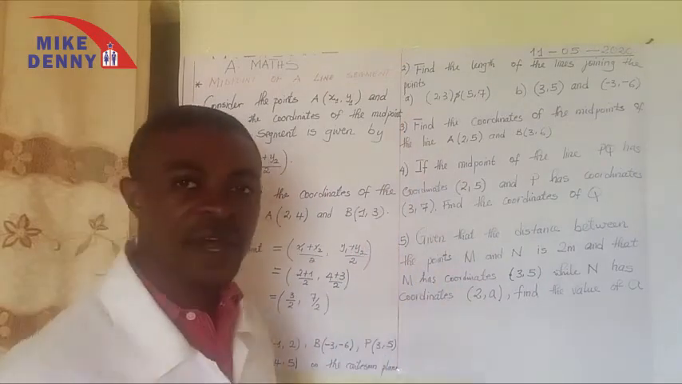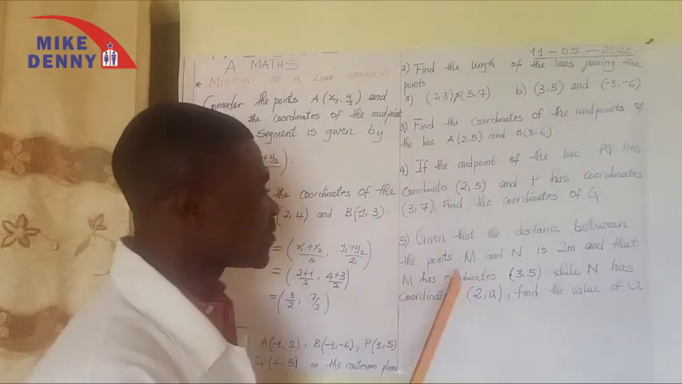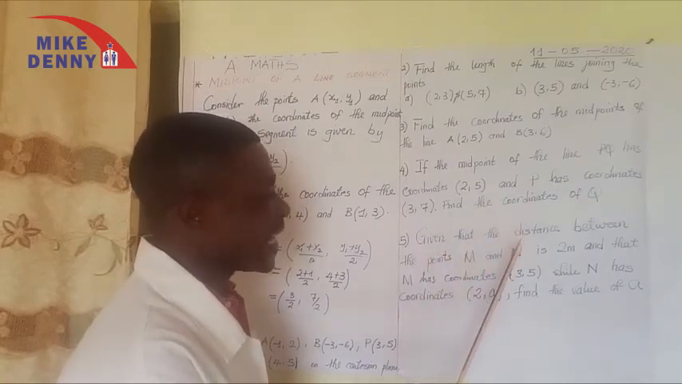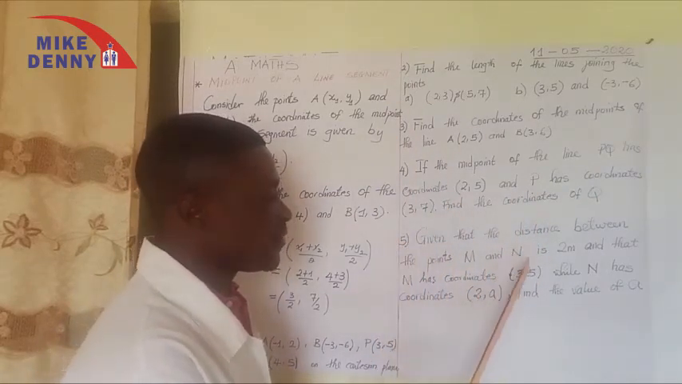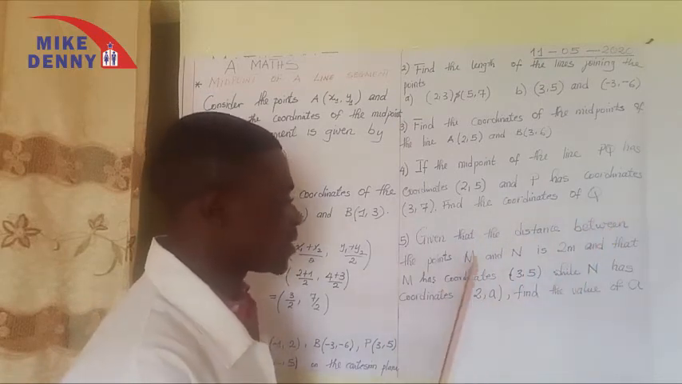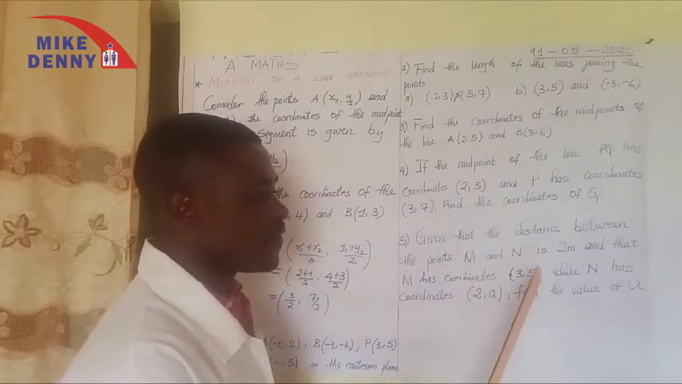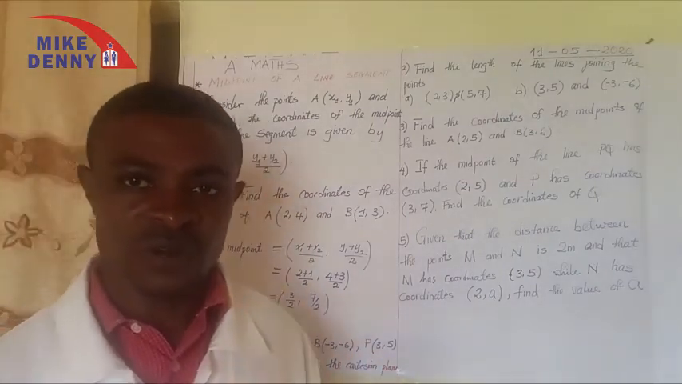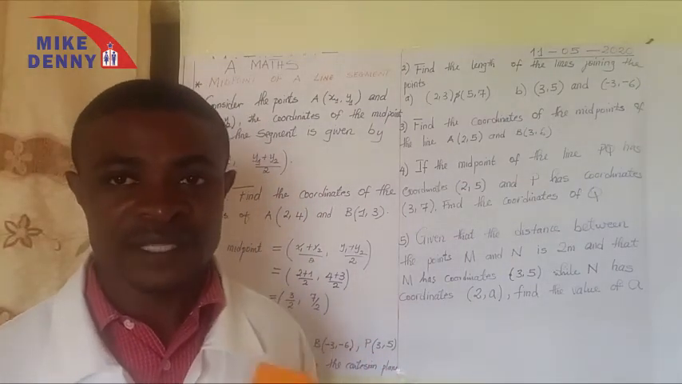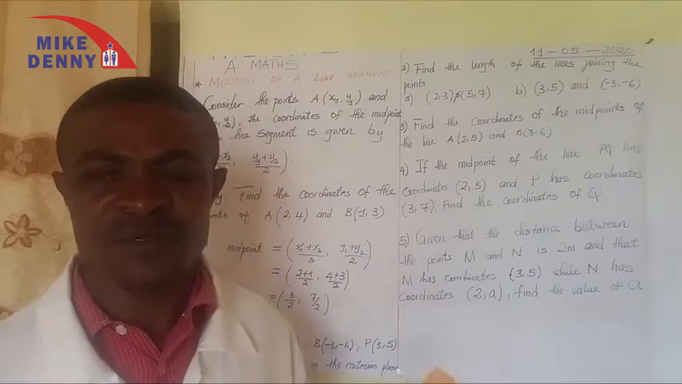Question number 5: given that the distance between the points M and N is 2 meters, and that M has coordinates (3, 5) while N has coordinates (2, A), find the value of A. These are the questions you're going to solve for your exercise. In the next class, we will go through the exercise before we progress.